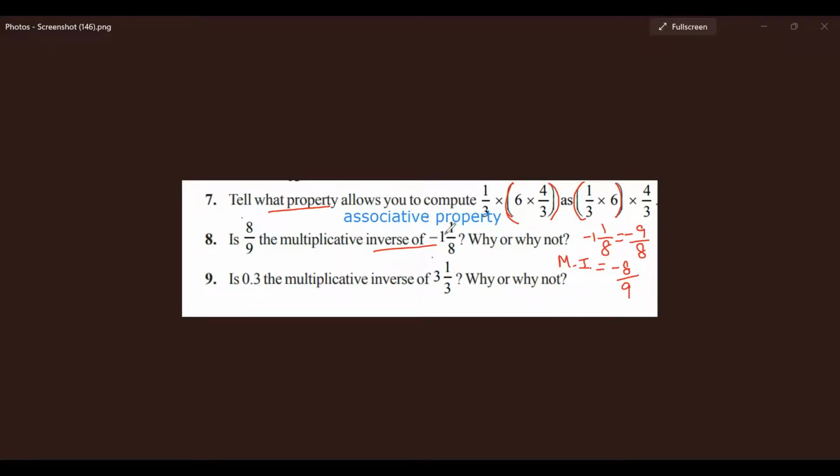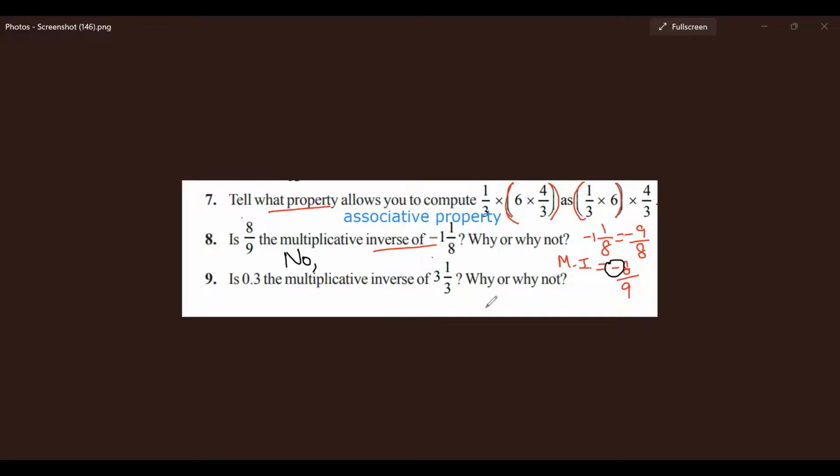What was asked? Is its reciprocal 8 by 9? No, it is minus 8 by 9. The minus sign is coming here, see, right? There is no minus sign, that means no. No, 8 by 9 is not the multiplicative inverse of this. Why or why not? We are saying no. Why not? You will write like this: because the multiplicative inverse of this number is minus 8 by 9. This would be the answer.